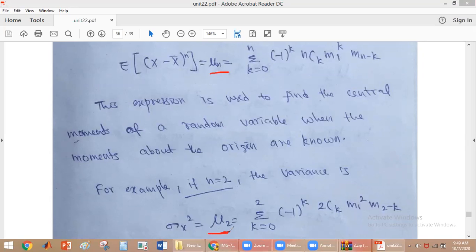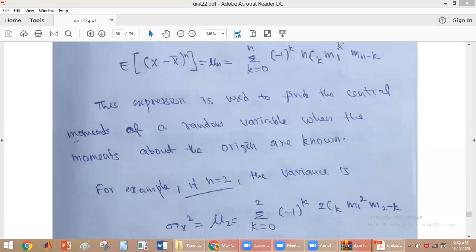See this last equation. Now what is the k range? The k value is varying from 0 to 2. Minus 1 power k. What is n here? n is 2, no? 2ck m1 power k, m2 minus k. So it is m1 power k m2 minus k.